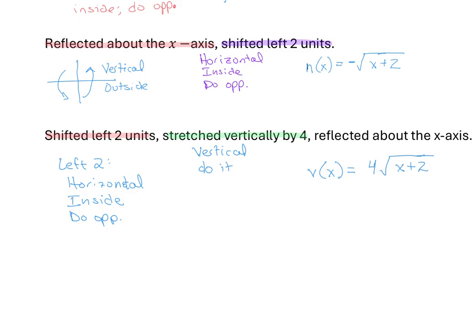The last thing that we have is we have reflected about the x-axis. And so x-axis is going to be this one right here. This is going to be a vertical reflect. It is going to be outside, and we do what it says, and so we are going to add a negative right here. And we're done. Okay?